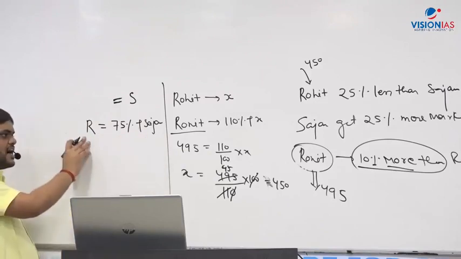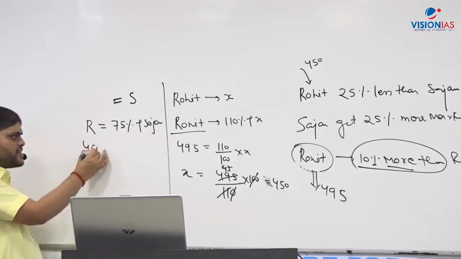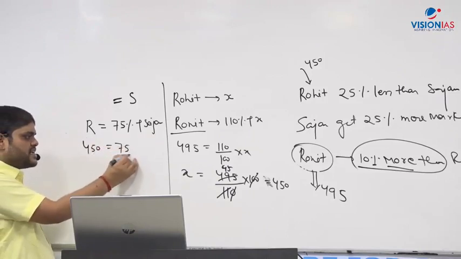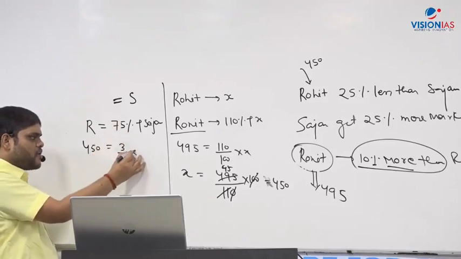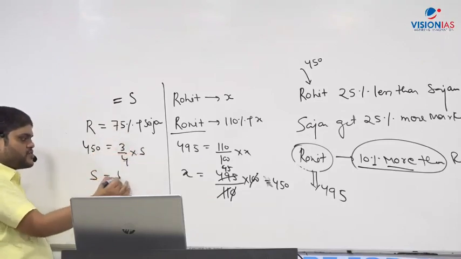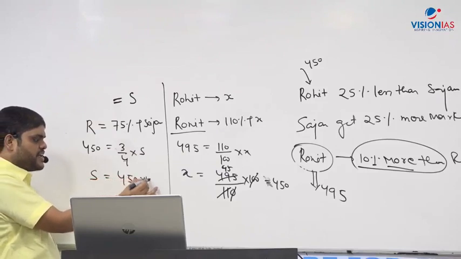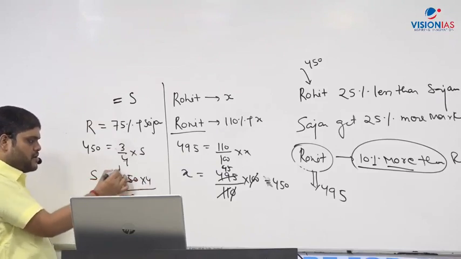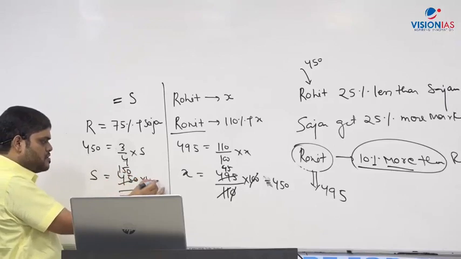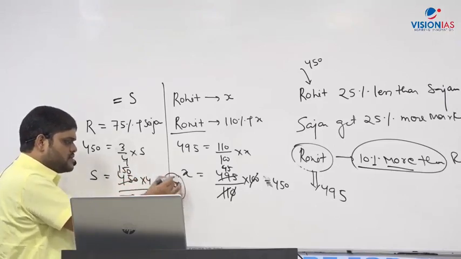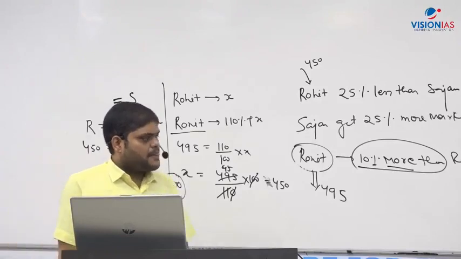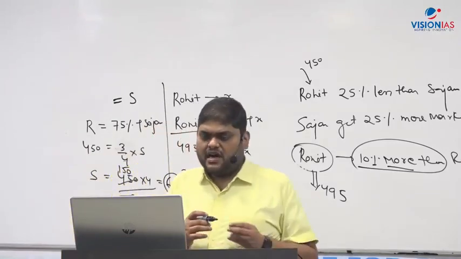So we know Rohit's marks are 450. 75% becomes 3 by 4 of Sajan's marks. So Sajan's marks become 450 into 4 upon 3. This becomes 600. Yes, this is a lengthy one.